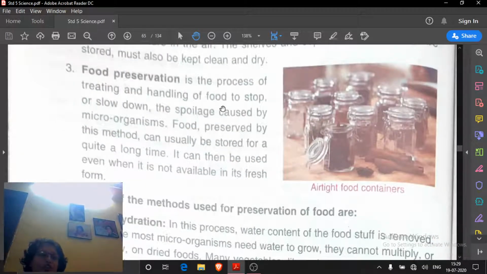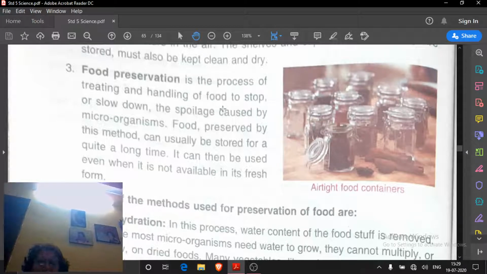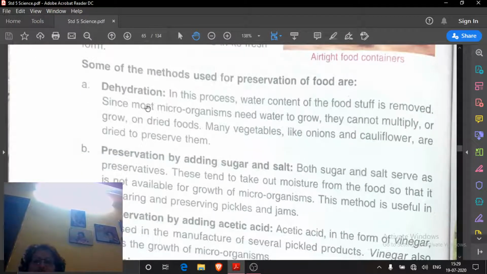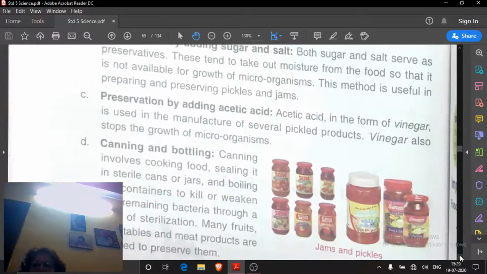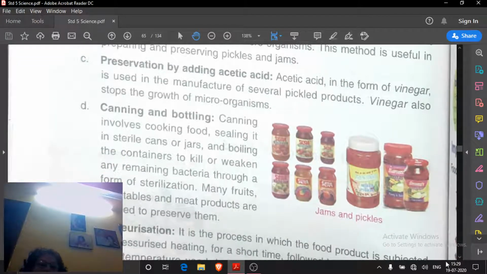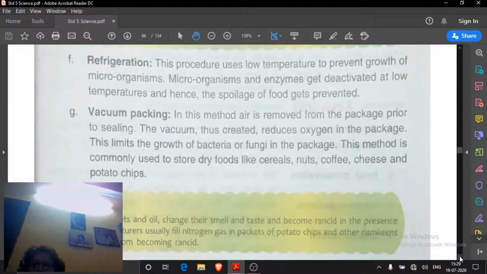Then food preservation also we have read. Food preservation is the process of treating and handling of food to stop or slow down the spoilage caused by microorganisms. Then these are the methods used for food preservation. First one is dehydration. Second one is preservation by adding sugar and salt. And third one is preservation by adding acetic acid. Acetic acid is found in vinegar. Next is canning and bottling. Next is pasteurization. Then it is refrigeration, vacuum packing.